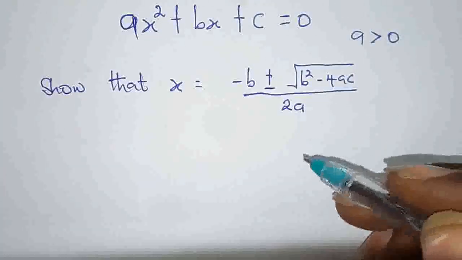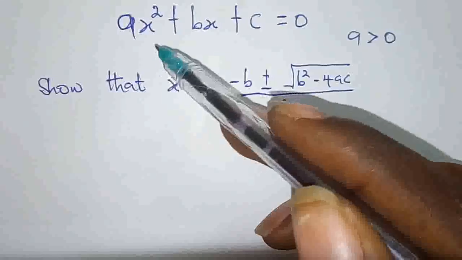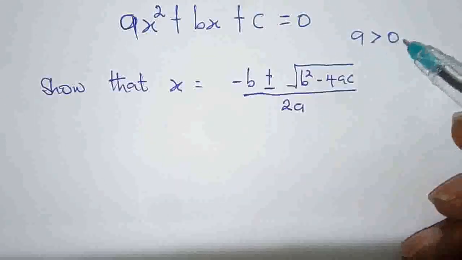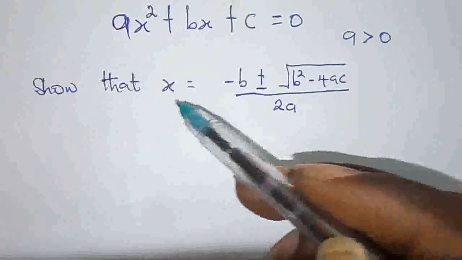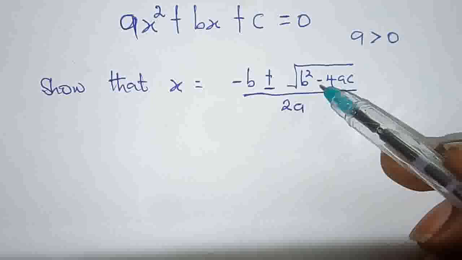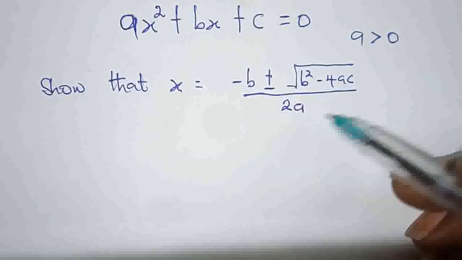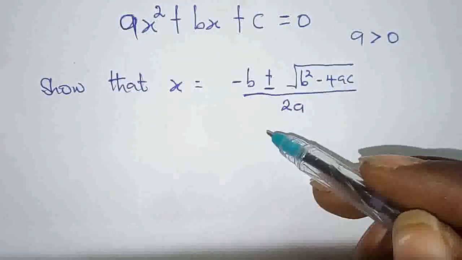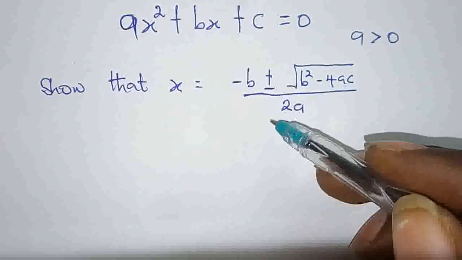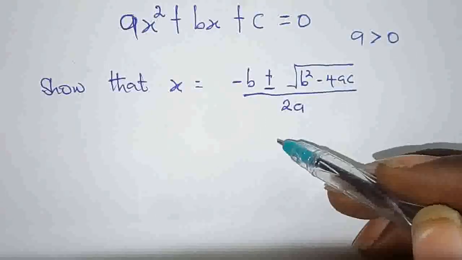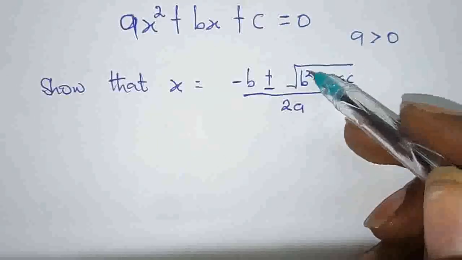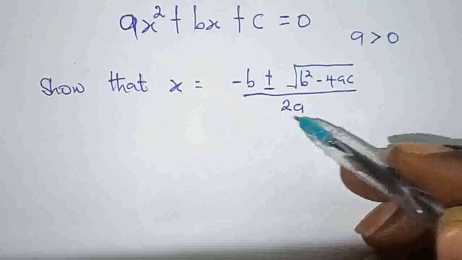Today we have to prove that if ax squared plus bx plus c equals 0, where a is greater than 0, then x is equal to negative b plus or minus square root of b squared minus 4ac all over 2a. The most interesting part of this video is that I'm not going to prove this using the completing the square method. I'm just going to use ordinary substitution, and before you know it, we find out that this x is exactly equal to this.